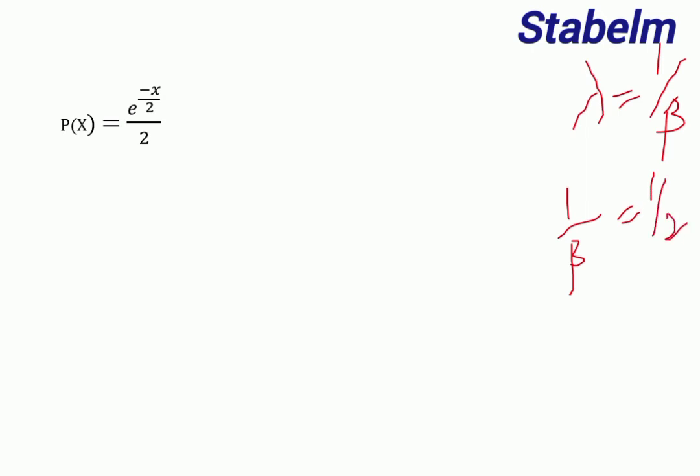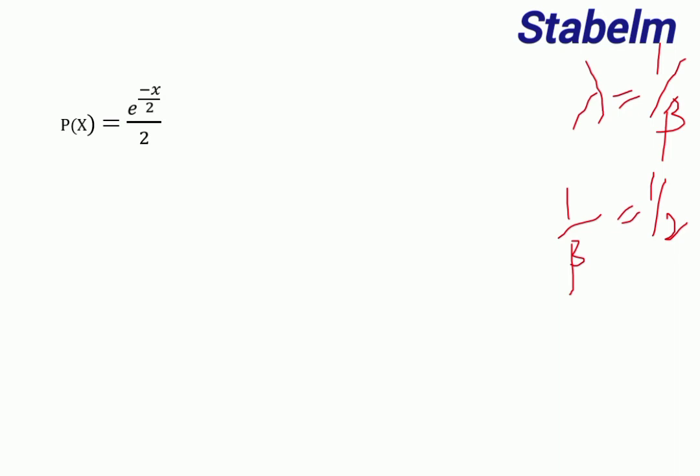Now let's see what we're talking about. So p of x equals exponential raised to the power minus x over 2 divided by 2. Now you can see we already have this here. So finally, we have to make sure that our alpha is equal to 1 over beta. If we make our alpha equal to 1 over beta, we make it 1 over 2, because we've already stated that when this becomes 2, we have 1 over 2 here.